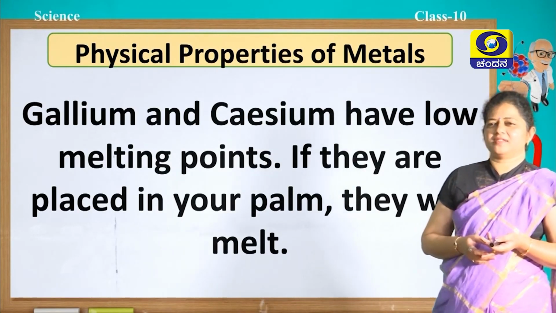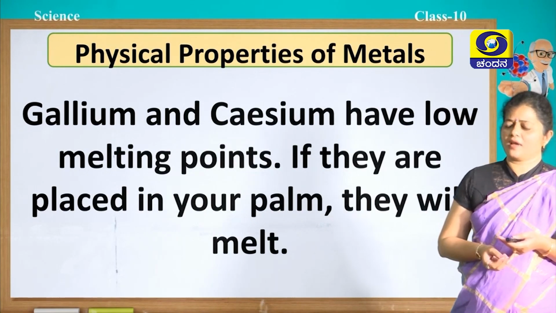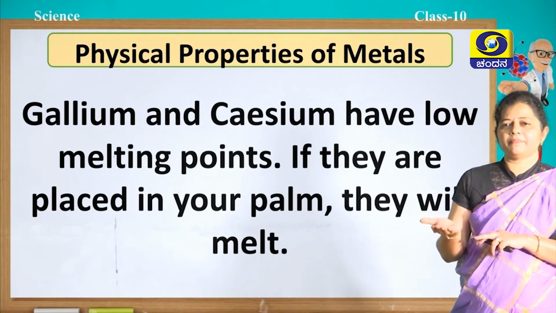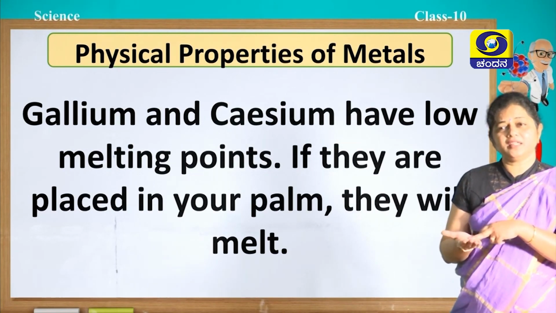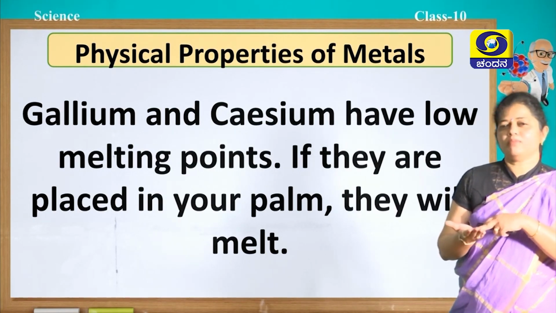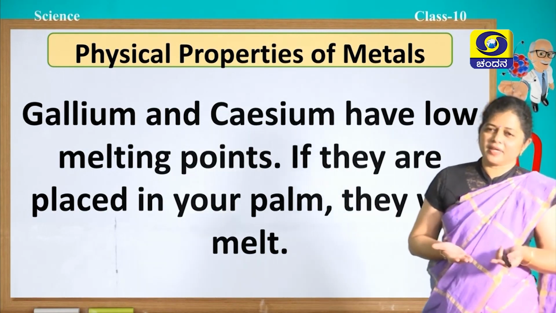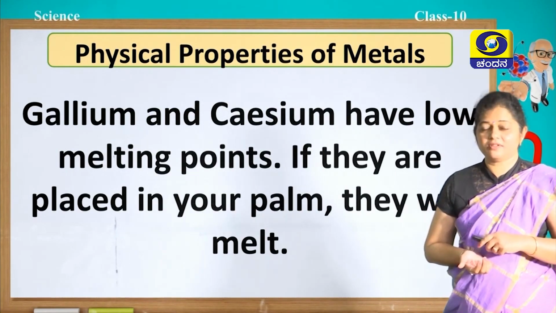Whereas there are certain metals like gallium and cesium, they have very low melting points. How low? If you keep them in your palm, they will melt. That means your body temperature is enough to melt gallium and cesium. They have very low melting points. But the other metals have high melting points and high boiling points also.